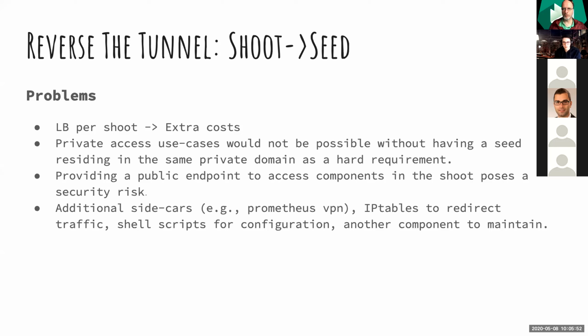And for that, we also need to have disjoint subnets between the seed and the chute. And we have shell scripts for configuring that. We have scripts for building that. We have a special Docker file. We have to maintain that component ourselves. So can we solve any of these problems, or even all of them?